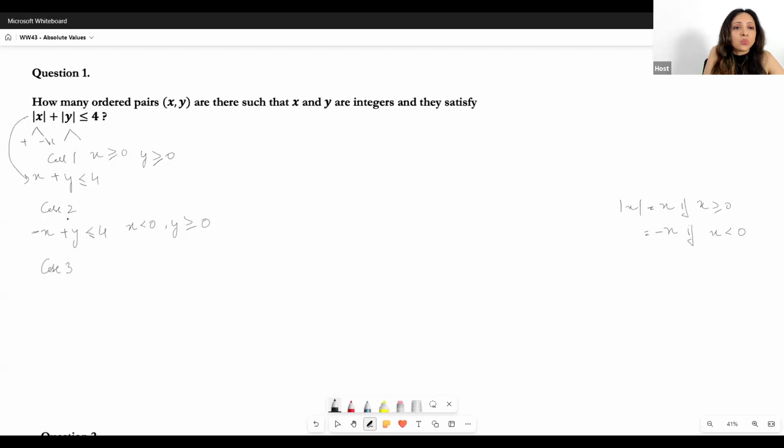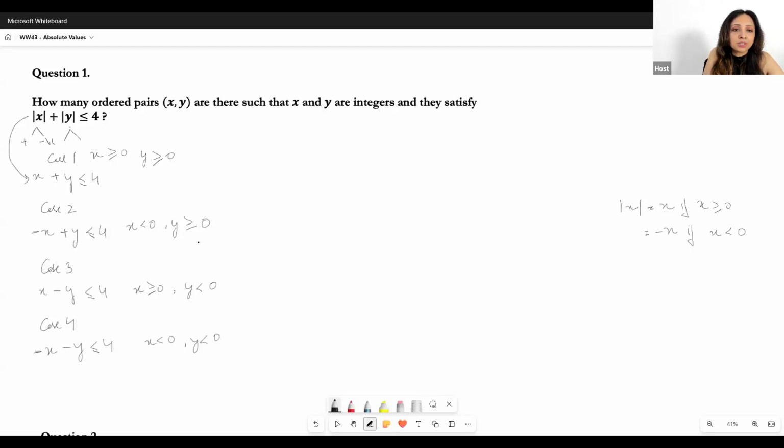Case 3, where y is negative but x is positive. So I say x minus y is less than or equal to 4. So my x is positive and my y is negative. Is that okay? Right? Again, case 4. This is my last case, where x is also negative and y is also negative. This is my x less than 0 and y less than 0.